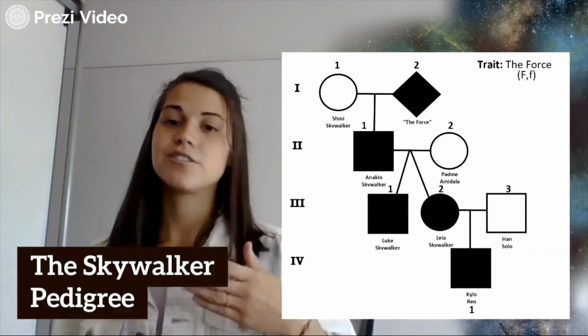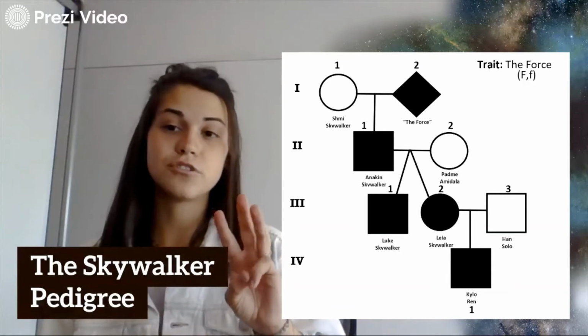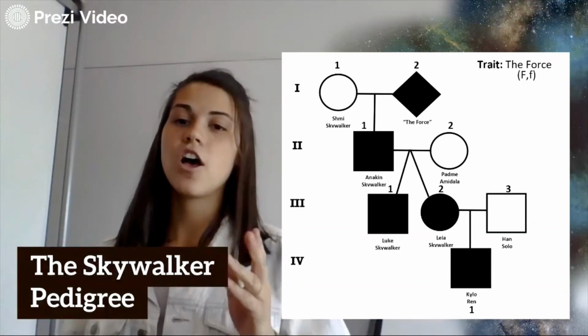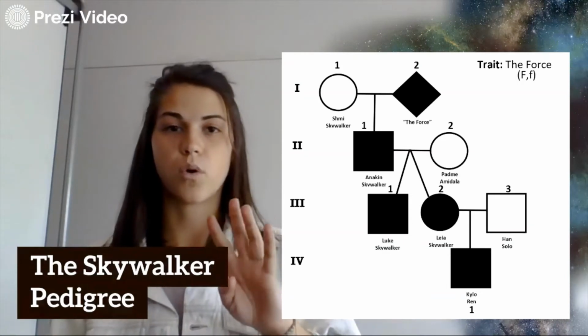And then Leia marries Han Solo, who does not have the Force, and they are all 3 a part of Generation 3. And then together, Leia and Han have their son Kylo Ren, who does have the Force and is a part of Generation 4.